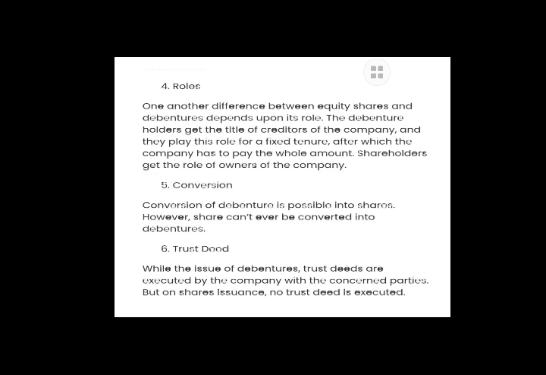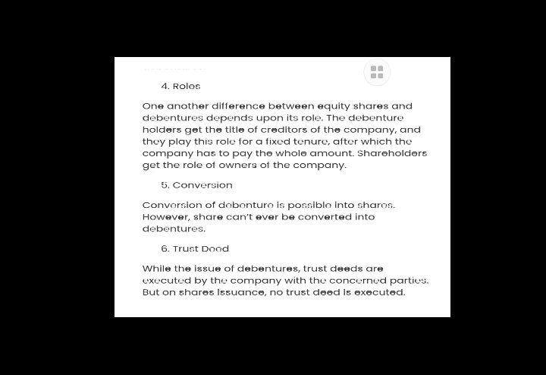Another difference between equity shares and debentures depends upon their role. The debenture holders get the title of creditors of the company and they play this role for a fixed tenure, after which the company has to pay the whole amount. Shareholders get the role of owners of the company.